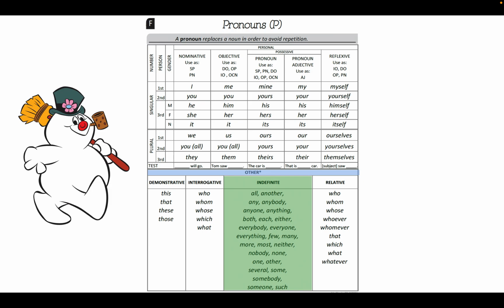Indefinite pronouns, all, another, any, anybody, anyone, anything, both, each, either, everybody, everyone, everything, few, many, more, most, neither, nobody, none, one, other, several, some, somebody, someone, and such.